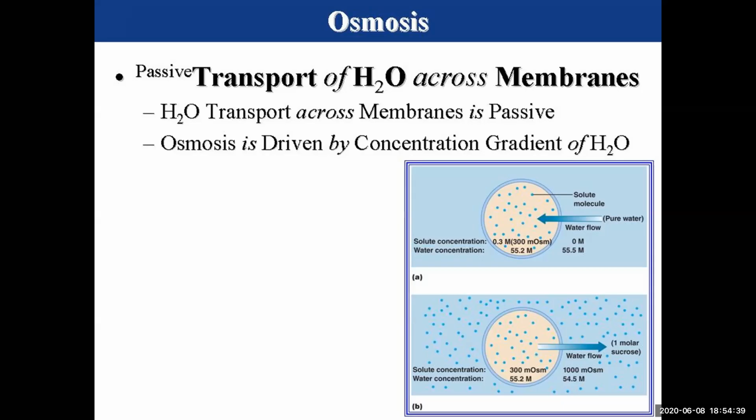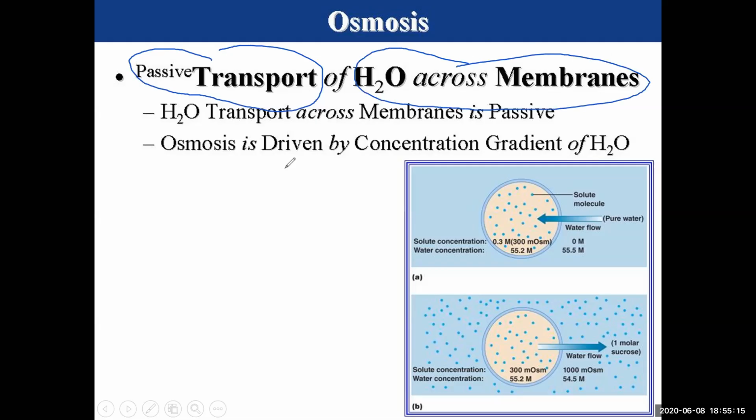Moving on to osmosis, passive transport. In this case, moving back to passive transport, but now we're talking about transporting a solvent across the membrane and not the solute. So again, the same thing. If it's a passive transport mechanism, it is driven by concentration gradient. In this case, the concentration of water, right? So passive transport, no energy required. Water moving across the membrane, driven by the concentration gradient of water.